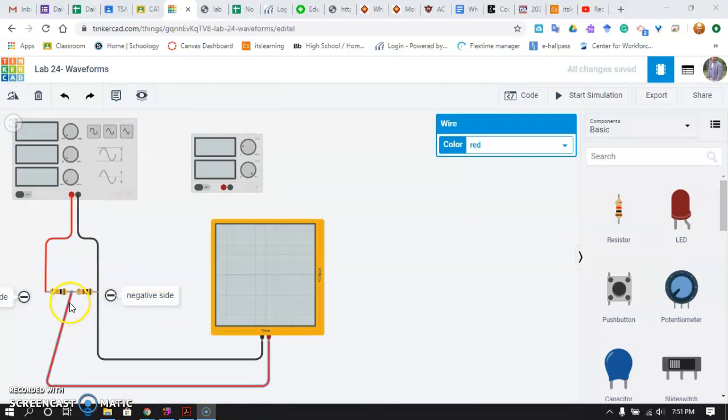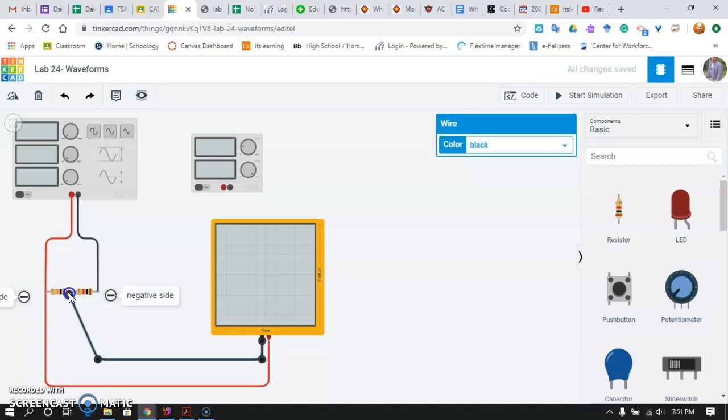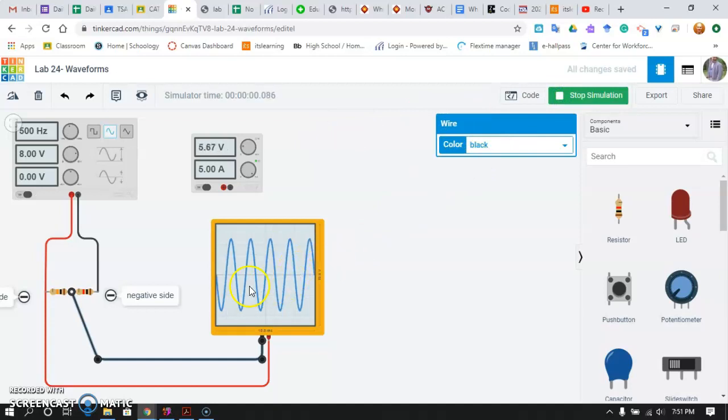So we're going to take our red wire. First, we have to stop our simulation. We're going to take that red wire, put it back where we had it, take the black wire from the oscilloscope, and move it right here. Again, we're looking at what is between the probes, between the red and the black, and that's our 10K ohm, or resistor 1 in this case. Let's start our simulation and see what we have on our screen here.